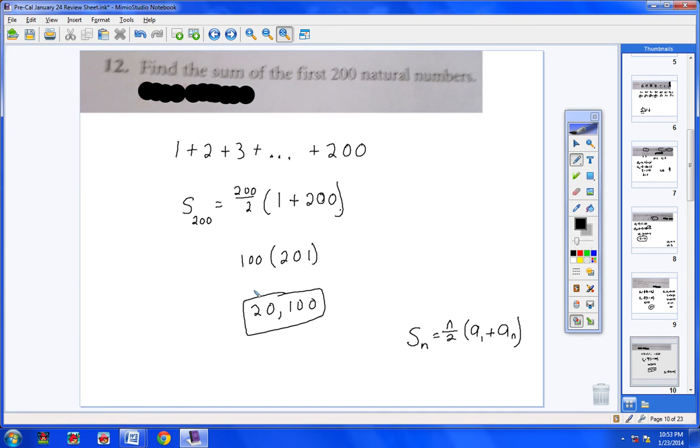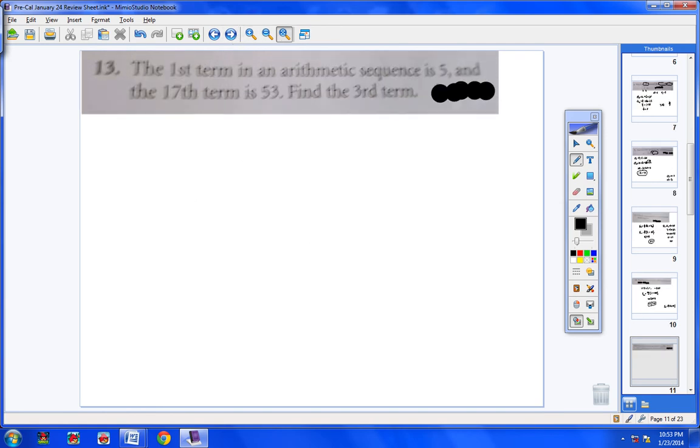We realized we had an arithmetic series, so we used the formula that helps you find the sum of an arithmetic series. Number 13, the first term in an arithmetic sequence is 5, and the 17th term is 53. Find the third term. Now, this is going to be pretty hard to do unless we can first of all find the common difference, okay? So think about this. My first term, a subscript 1, is 5. And then way over here, my 17th term is 53.